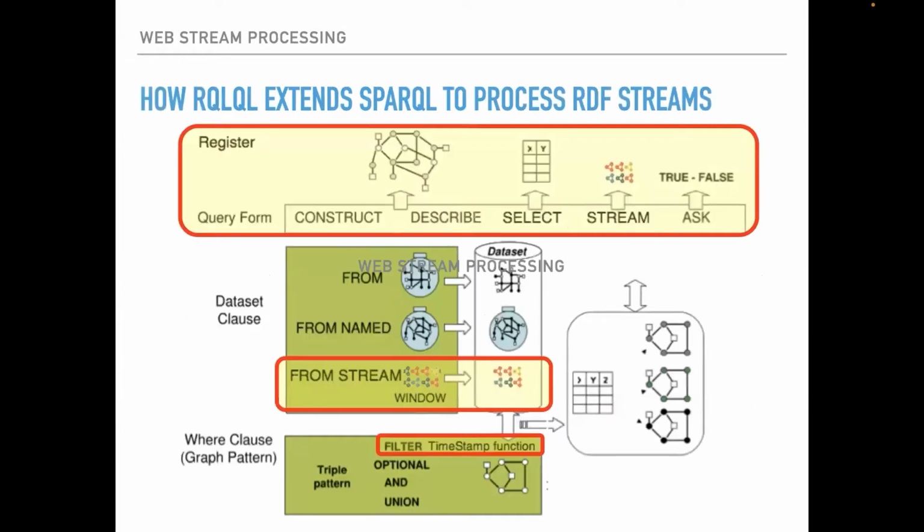So the semantics of this RSP-QL builds directly on the one of SPARQL, but it introduces the notion of from stream, and it actually redefines the semantics of all the query forms, construct, describe, select, stream, and ask, so that you can do the usual SPARQL queries and registered queries that create streams.